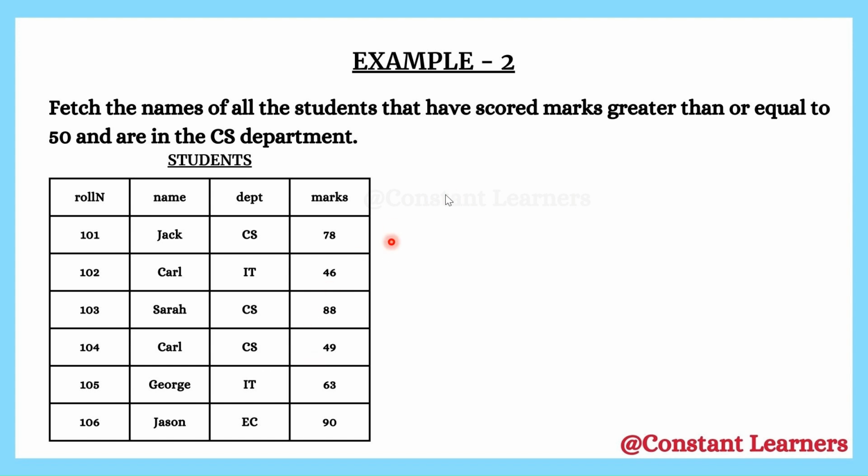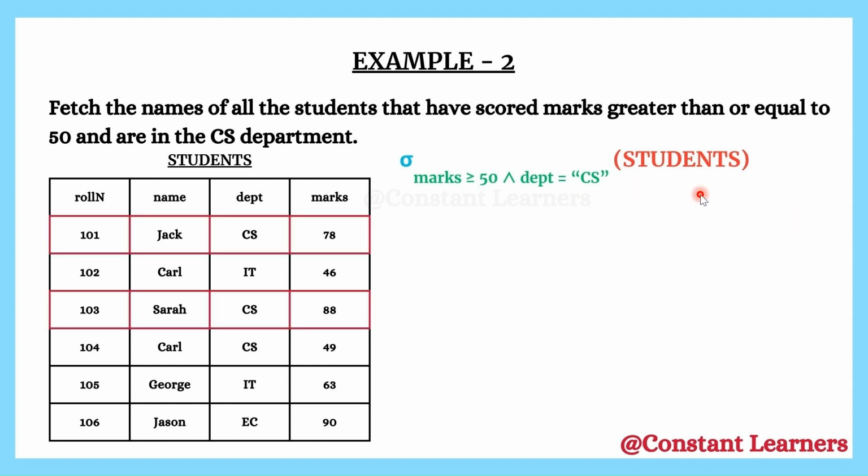Let's write the query first. We have sigma, then marks greater than or equal to 50 and. Now this is the logical and sign. The department is equal to CS. Now see, numbers do not require double inverted commas, but the text does. All right. And finally the name of the table, that is students, going inside the round brackets.